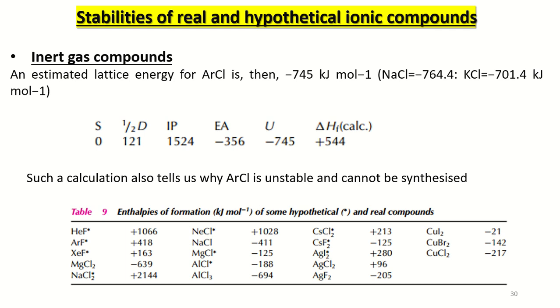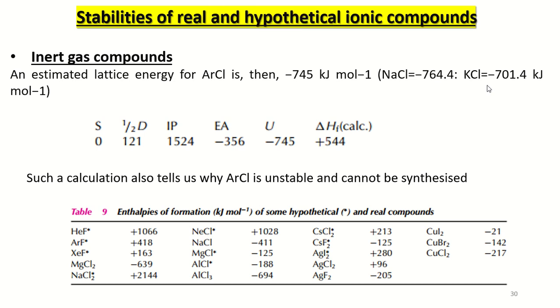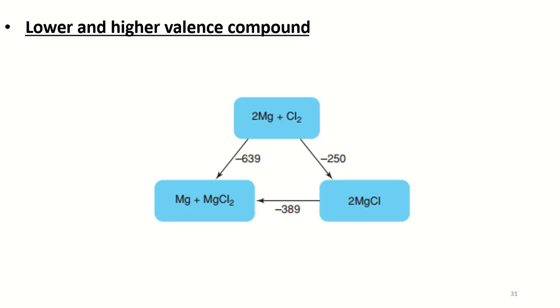So from knowledge of the similarity of the first ionization potential of molecular oxygen and xenon, someone realized that the corresponding xenon compound should be stable. So the next is the lower and higher valence compounds. Consider alkaline earth metal compounds. In these compounds, the metal is always divalent.